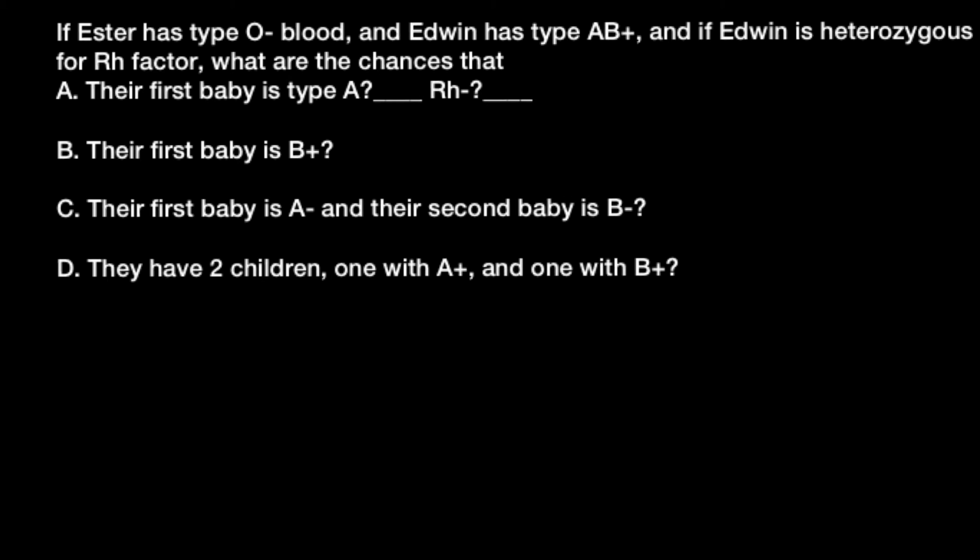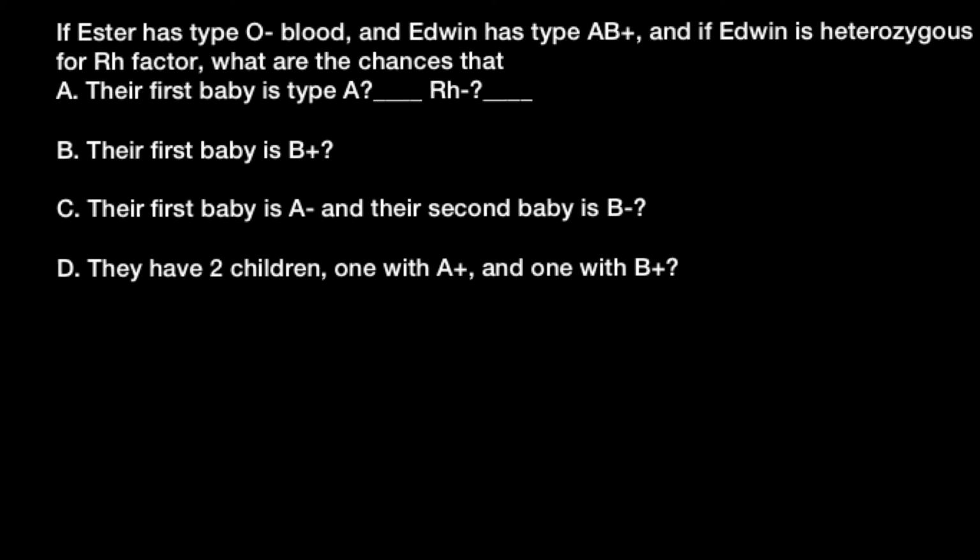If Esther has blood type O minus and Edwin has blood type AB plus, and if Edwin is heterozygous for Rh factor, what are the chances that, first question, the first baby is type A and Rh negative? So how are we going to solve this problem? Genes and alleles of the ABO blood group system are assorted independently from the Rh positive and negative factor because they are on different chromosomes.